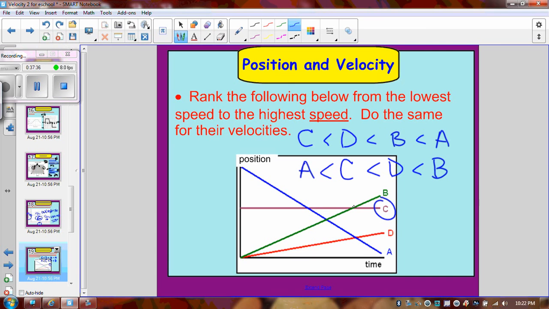This concludes the video on the graphical analysis for velocity and position. The final video will be video 3, which will deal with motion maps.